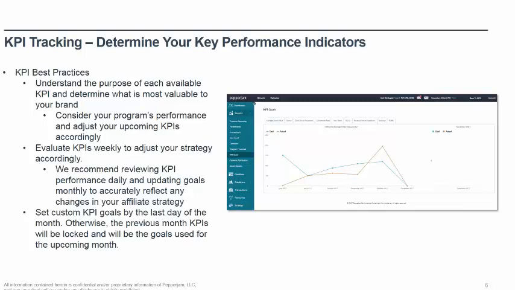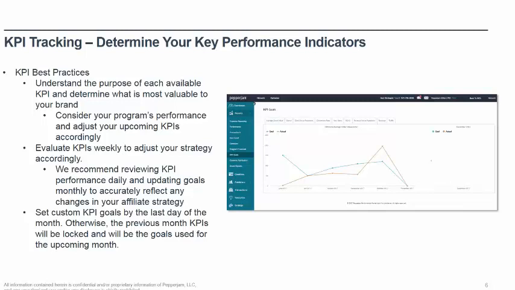So I have a few best practices for KPI tracking laid out here. For KPIs, you're always going to want to understand the available KPIs and determine which ones you want to use and track for the program. There are 9 available ones that you can use within Pepperjam. But you'll want to consider what you're looking at in terms of metrics of success.